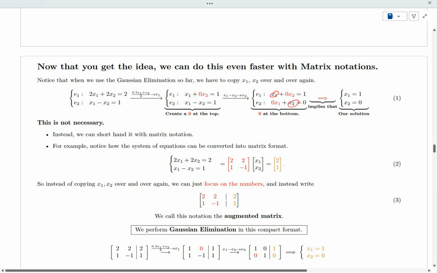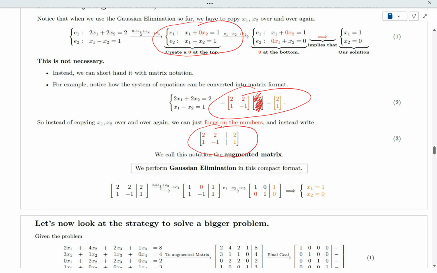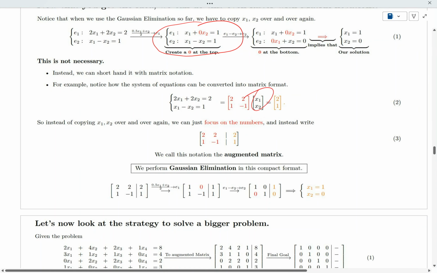So what I'm saying is that instead of writing the equation and the transitions this way, most of the time in Gaussian elimination, what we do is we just assume the variables are there and focus on the numbers. And we call this the augmented matrix. So we basically look at the equation and create the augmented matrix. And from this, performing Gaussian elimination, we don't need to copy x1 and x2 over and over again.